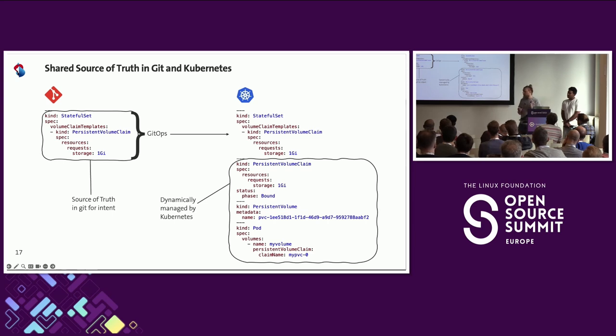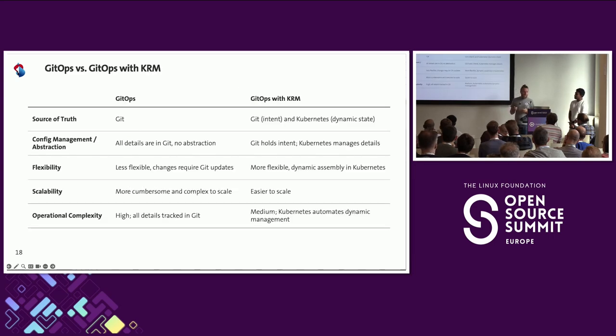Yes, before we go through an example of how we intend to expand on this pattern, let's have a look at an overview of the features, if we compare plain GitOps with GitOps with KRM. So the source of truth will be shared. It will be in Git, we only store the intent or the high level idea of what we try to do, and Kubernetes will handle the dynamic state. Where we had this static ConfigMap with every detail in it, we only have the intent now in Git. So we simplify the manifest in Git quite a lot.